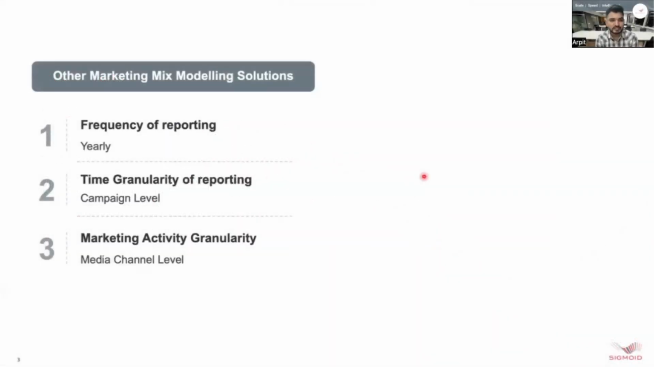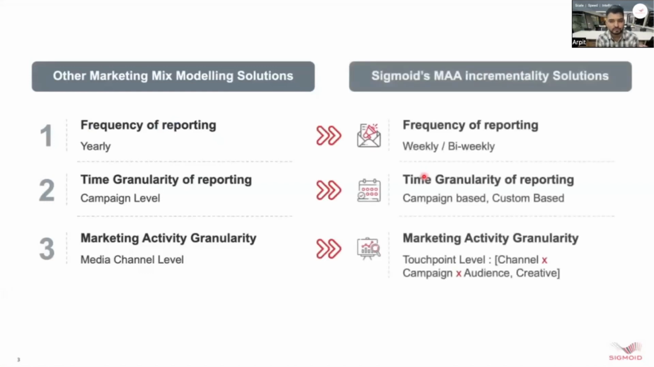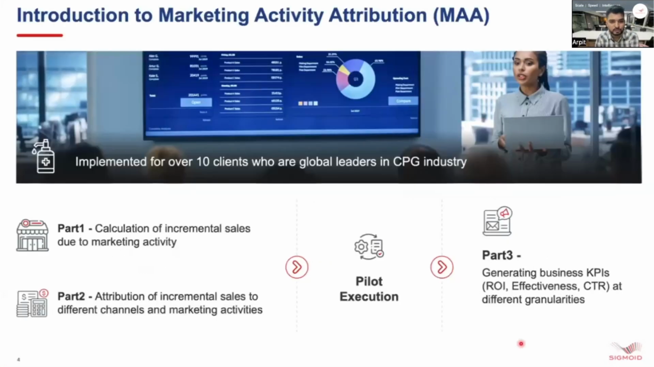There are already solutions available which provide reporting at yearly level, and we cannot change anything in between the campaign, and they provide information only at media channel level. They can't go beyond that. We at Sigmoid have come up with a solution where we can provide those reports at bi-weekly or weekly level. We can change strategies in between the campaign, and we provide more granularity, where we can go down to channel, campaign, audience, and creative level to report all the information. We are serving it to more than 10 clients who are global leaders in the CPG industry.